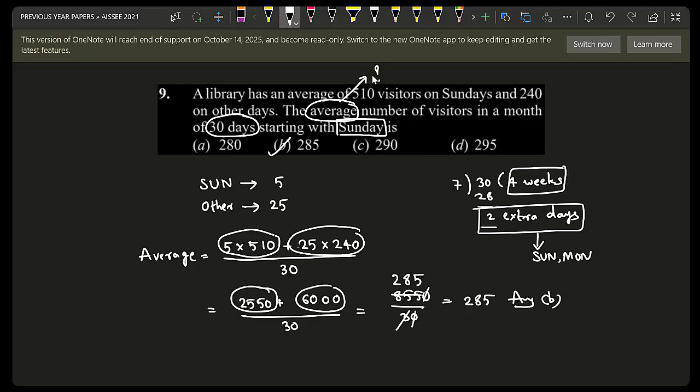Sir, why did you take 25 days or remaining days? Because that month contains how many days? 30 days. How many Sundays are there in that month? 5 Sundays. I want the days other than Sundays, so 30 minus 5 is going to be 25, right? Yes, sir. Because they give the information for Sundays separately and other days separately, that's why I'm finding separately. Okay, sir.